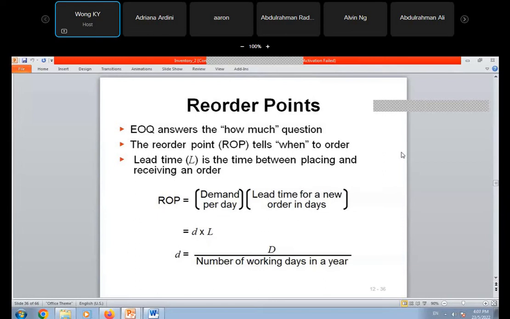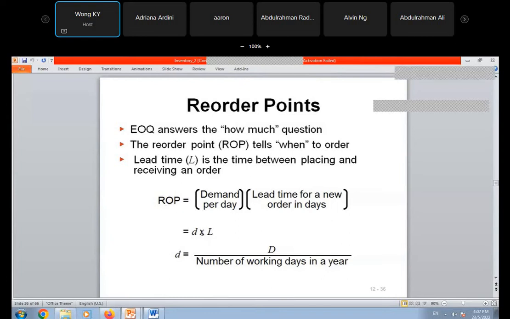It refers to the inventory level or the inventory quantity that triggers the company to place an order. That is the reorder point. Reorder point is the inventory level or the inventory quantity that triggers a company to make an order. It's not the time when we order. So there is a formula to calculate the reorder point.